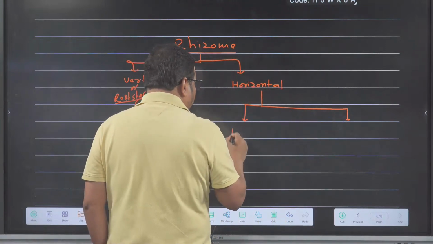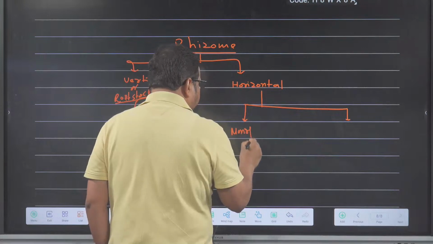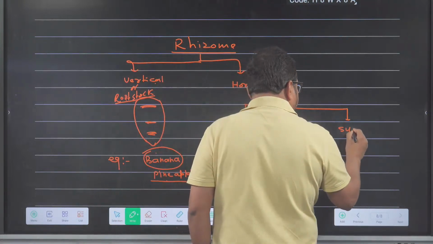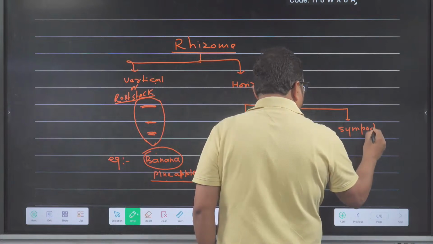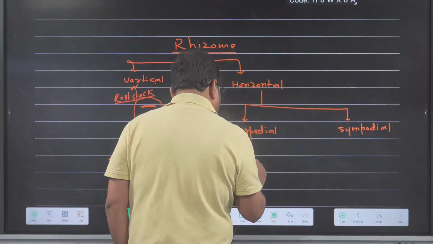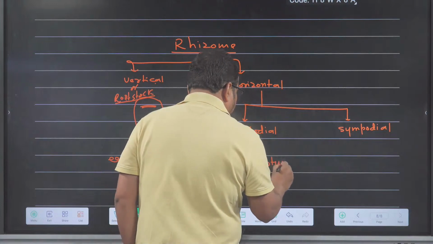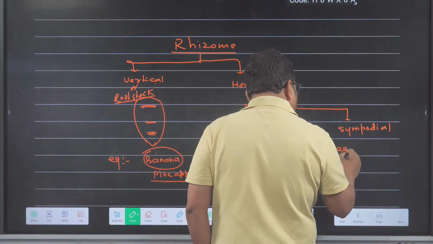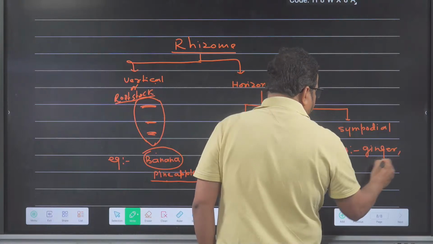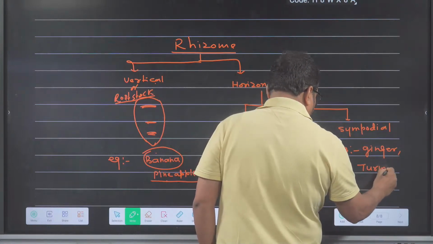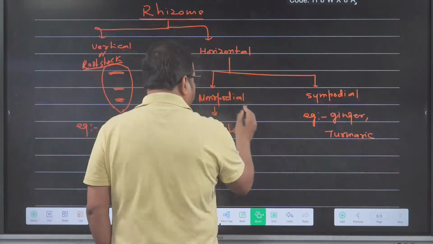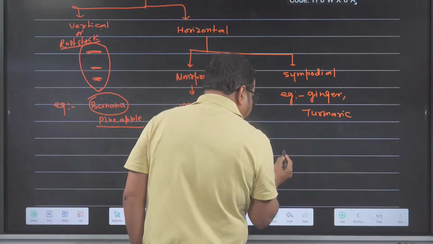Now horizontal rhizome is of two types, monopodial and sympodial. The monopodial example is lotus, and the sympodial examples given in NCERT are ginger and turmeric. If you look at ginger and turmeric, it looks like this.